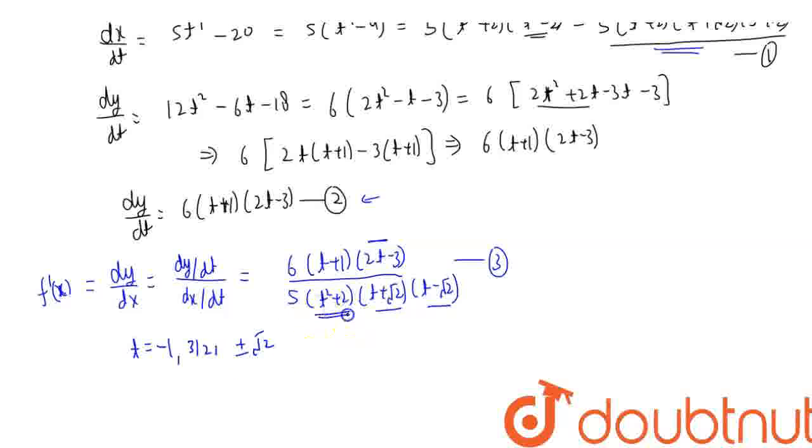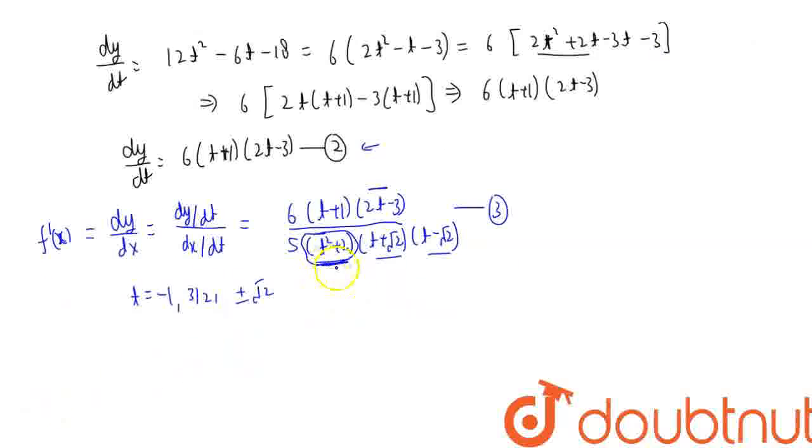And from this we know that t square plus 2 will always be positive. Since this is always going to be positive, it will not affect the nature of increasing or decreasing functions, or the monotonicity of this function. So we are going to neglect this. Here we have got the critical points as minus 1, 3 by 2, and plus minus under root 2. So here we have got the 4 critical points.